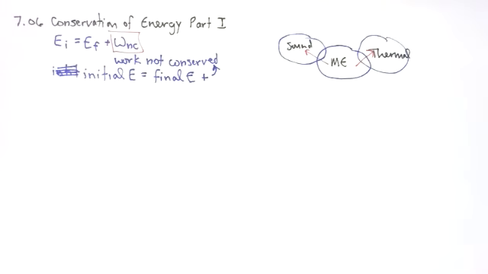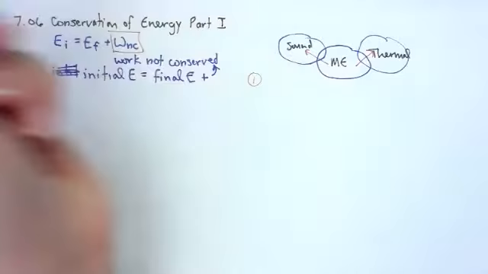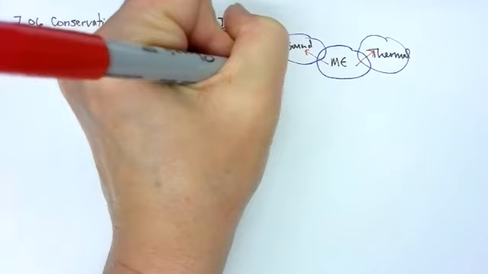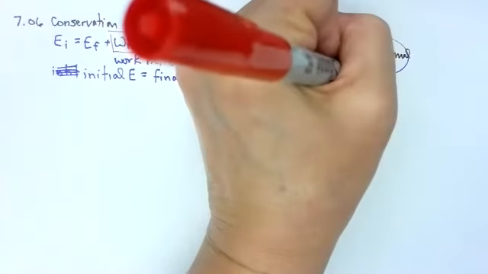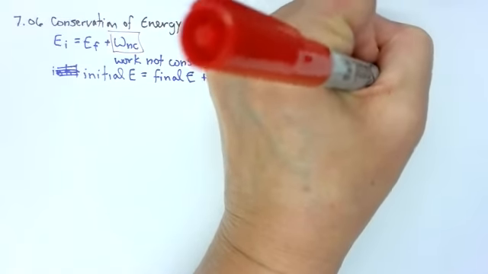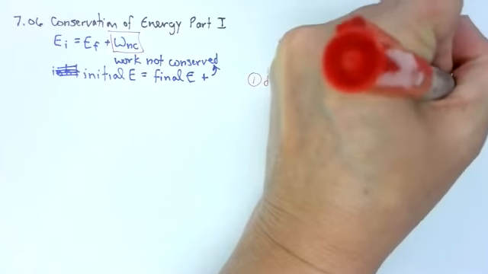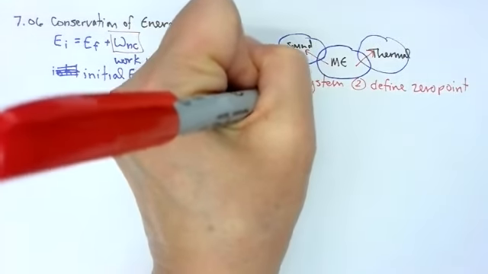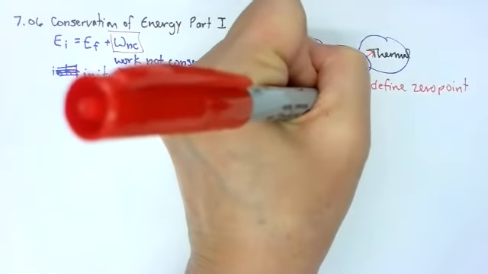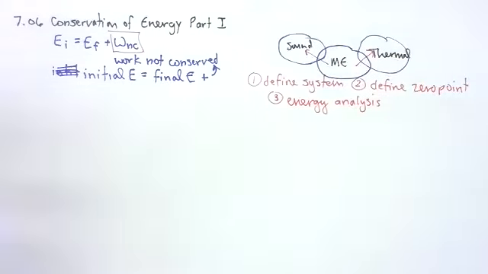And today what we're going to do in this video is we're just going to look at some scenarios. You have some ground rules though. So we're going to look at three different scenarios. The first thing you have to do, number one, is define your system. The second thing you have to do, number two, is define your 0 point. And then the third thing you're going to do is an energy analysis. What do I mean by energy analysis?